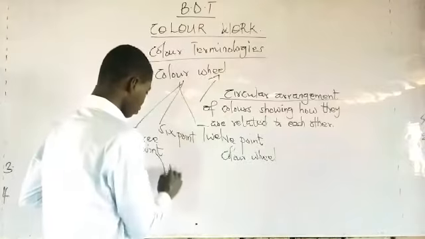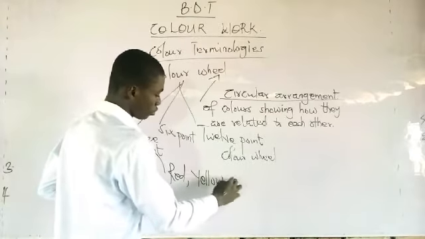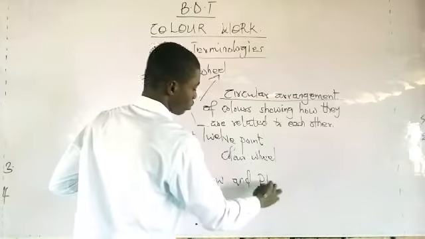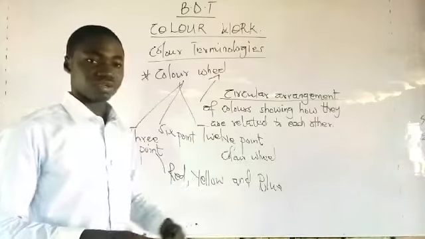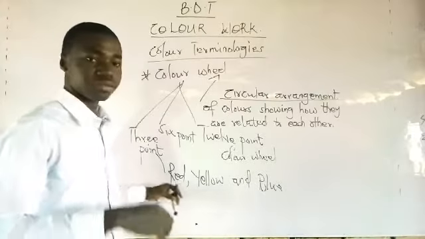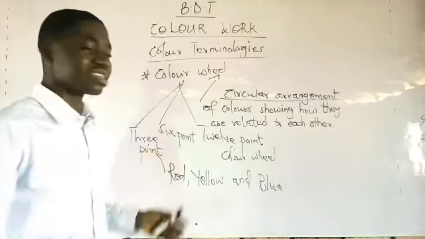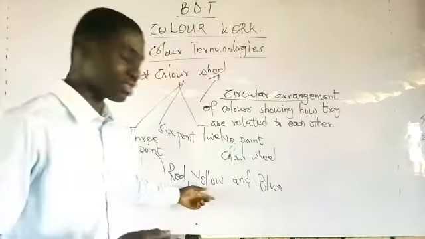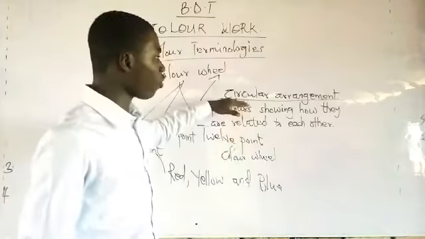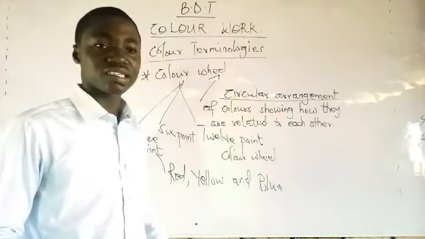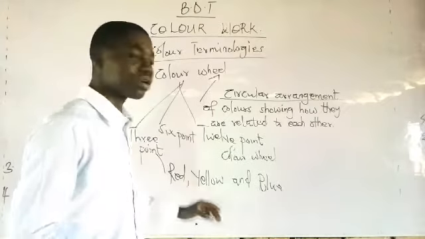That's red, yellow, and blue. So that's it for the primary colors. The 3-point color wheel consists of the primary colors. So in defining the 3-point color wheel, we say it is the arrangement of the primary colors, namely red, yellow, and blue, in a circular form, showing how they are related to each other. That's it for the definition of the 3-point color wheel.